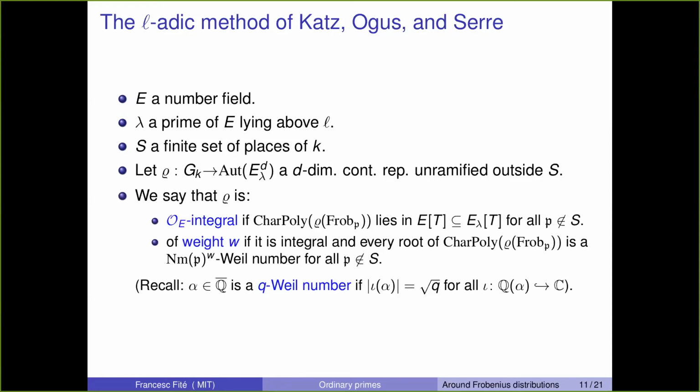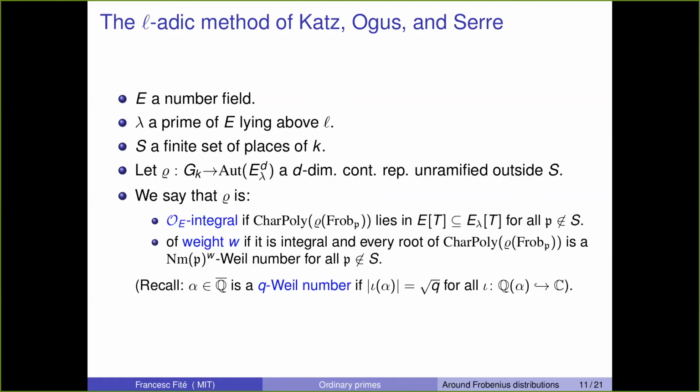So let me recall two basic notions for rho. I will say that rho is integral, or if I want to be more precise, O_E-integral, if for every prime outside S, the characteristic polynomial of Frobenius does not only have coefficients in the completion of E at lambda, but in fact it has coefficients in the number field E.